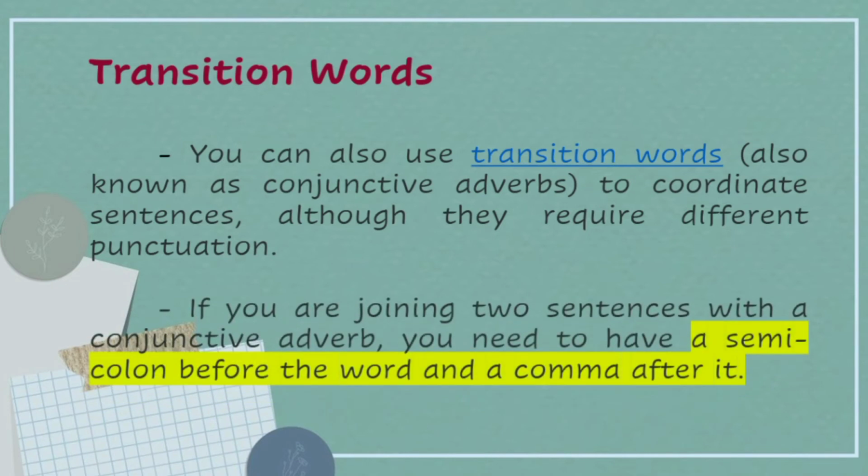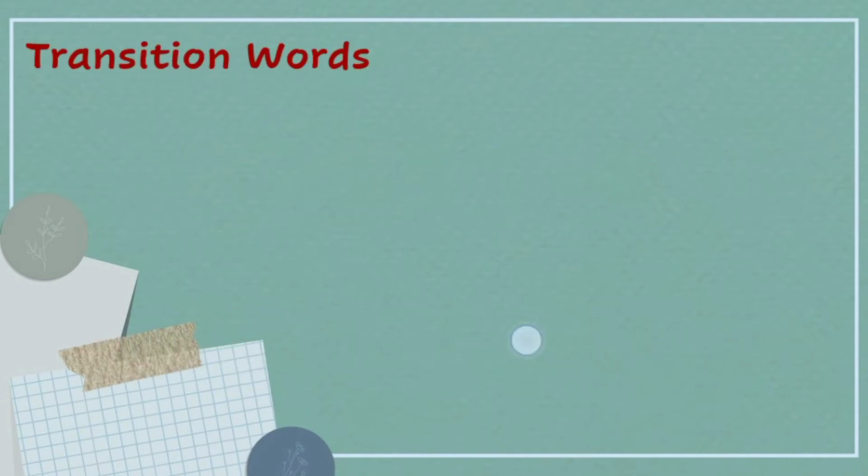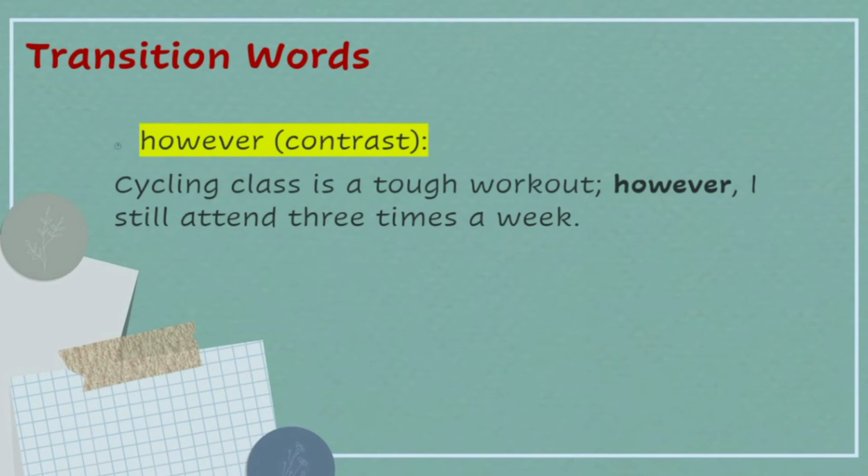If you are joining two sentences with a conjunctive adverb, you need to have a semicolon before the word and a comma after it. So after a conjunctive adverb, you have to put the comma, but before it, a semicolon. So always remember that. We will see that in the previous slides after this. So these are the transition words or conjunctive adverbs.